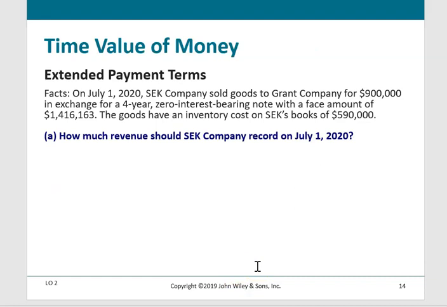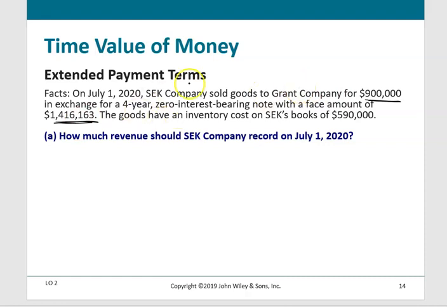On July 1st, 2020, SEK Company sold goods to Grant Company for $900,000 in exchange for a 4-year, zero interest-bearing note with a face amount of $1,416,163. The goods have an inventory cost on the seller's books of $590,000. How much revenue should the company record on July 1st? So as you look at this information, what are the possible options of how much revenue? Is it either 900,000 or the total amount of this zero interest-bearing note receivable of 1.4 million?